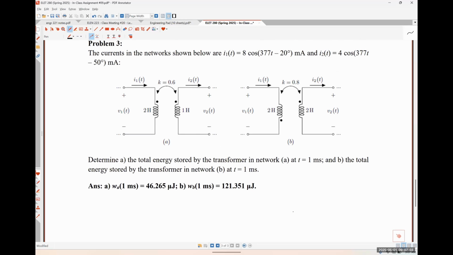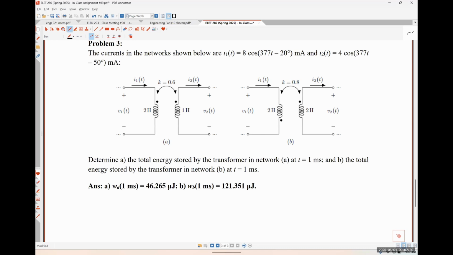Okay. So in both cases, we are asked to determine the total energy stored by the transformer in network A at t equal to 1 millisecond, and the total energy stored by the transformer in network B at t equal to 1 millisecond. We are given our coupling coefficients of K instead of our specific mutual inductance. So how do we use that information to find our mutual inductance?